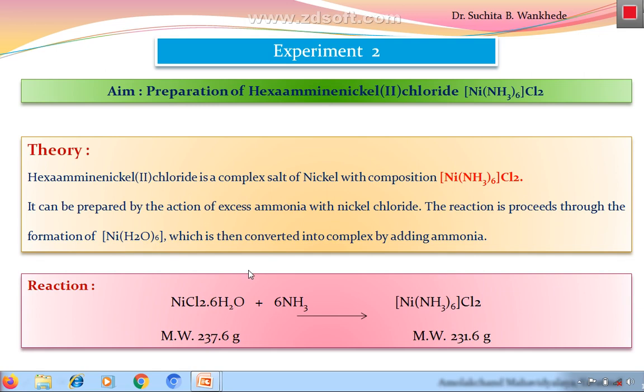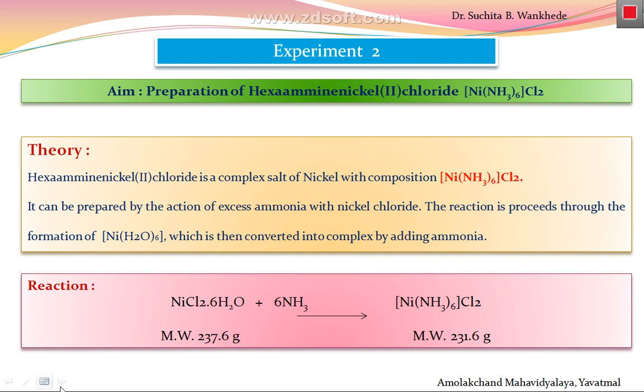Now the reaction of this coordinate complex preparation. The reactant is nickel chloride hexahydrate, which is reacted with ammonia. It gives hexaamine nickel chloride. The molecular weight of the reactant is 237.6 gram and the molecular weight of the product is 231.6 gram.